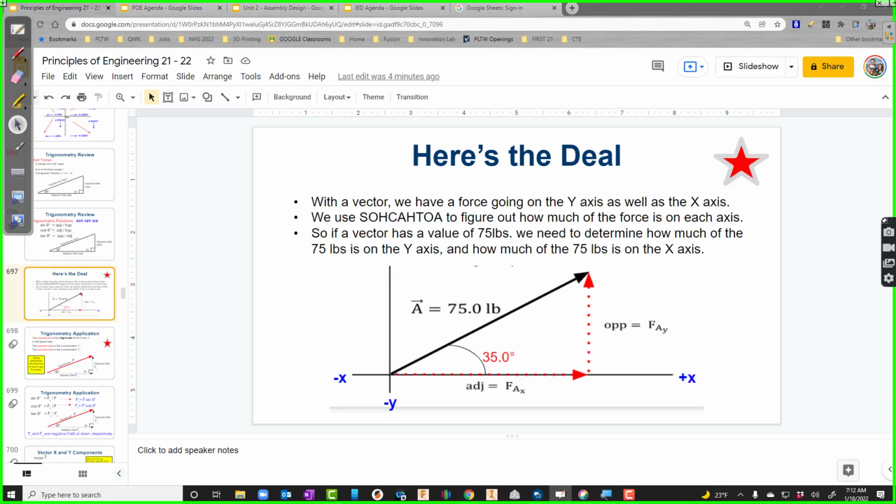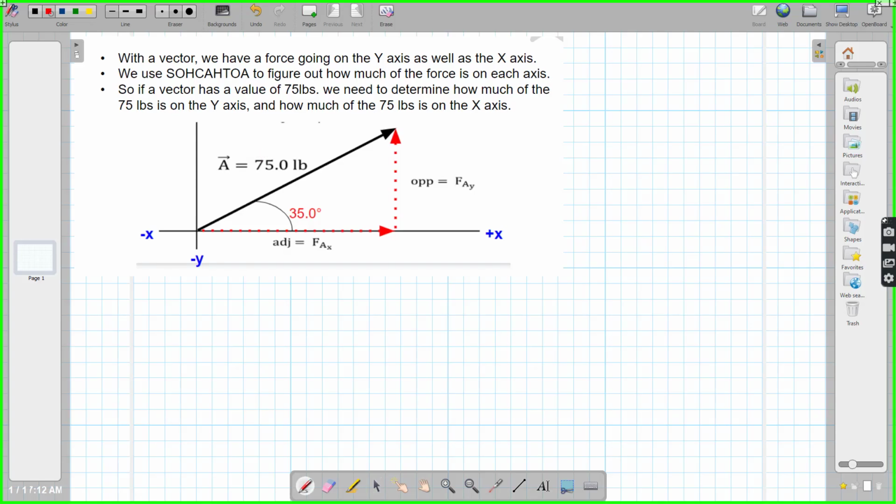So here's the deal. We know that we have 75 pounds right there. The question then becomes, how much of that is on the Y and how much is on the X? We're pulling in two directions, right? That's where this SOHCAHTOA stuff comes in. So we can go ahead and write it out here. We're trying to figure out, let's just go with FAX for now.